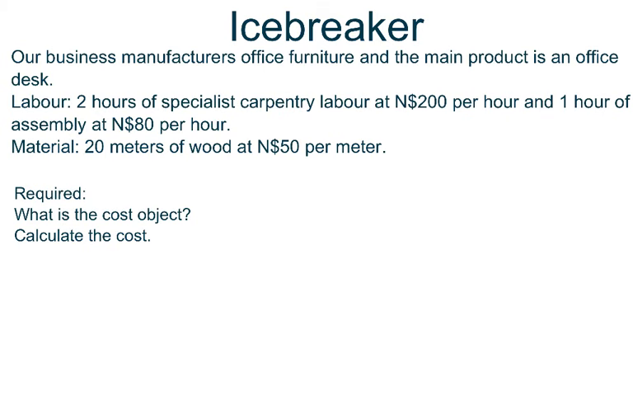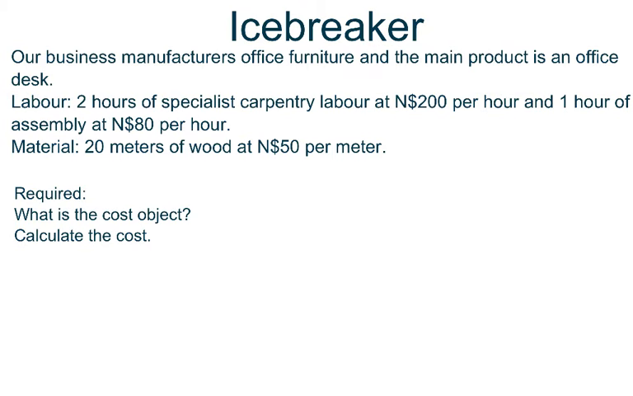I think it would be a good idea if we do a simple calculation before we start with more theoretical work. Now, in this calculation, we have a business manufacturer and he manufactures office furniture, and the main product is an office desk. Now, remember, the main product is an office desk. What do we need to manufacture an office desk? We need 2 hours of specialist carpentry labor, and we need 1 hour of assembly. And you will see that the rates are different. The specialist carpentry labor is $200 per hour, and the assembly is only $80 per hour. And then we also need material. We need 20 meters of wood at $50 per meter.